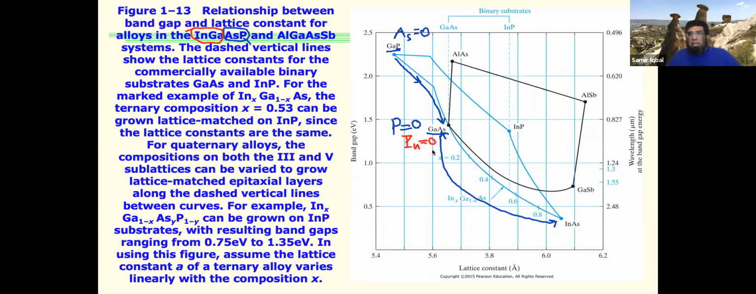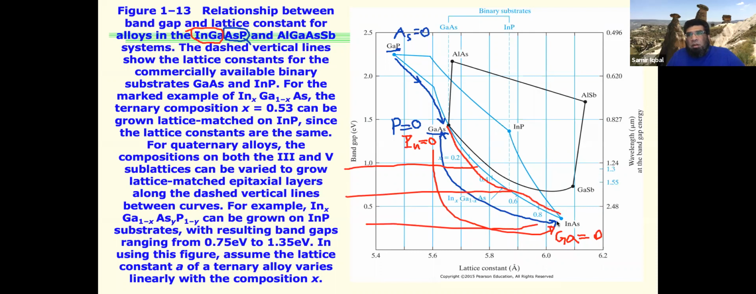Are you following me? But when they get there, the gallium is 0 now, and indium is 100%. And during this process, the material is going through changes in lattice constant and the band gap both, right?